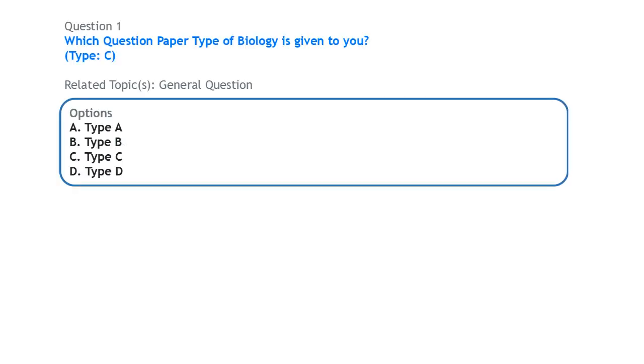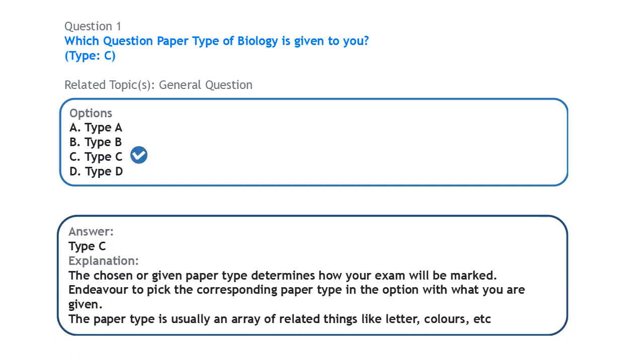Alright, so the first question is on the paper type. Which question paper type of biology is given to you? So in this recording, we're using the type C. Now this question is very important. Sometimes some people might regard it as insignificant, so they may just skip it or they may just pick anything. Now that is wrong, in that the paper type that you choose will determine how your exam is going to be marked. So if you choose a paper type that is different from what you've been given, that means that your answers are going to be marked against answers that are meant for another paper type, and that can greatly affect your results.